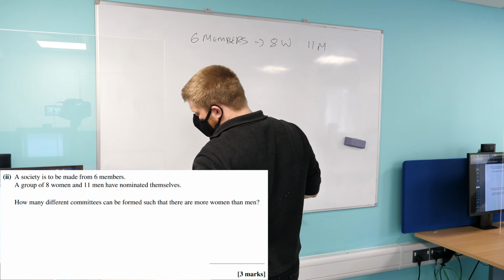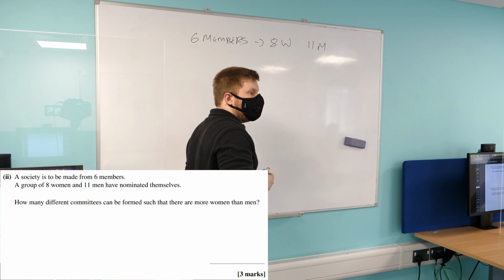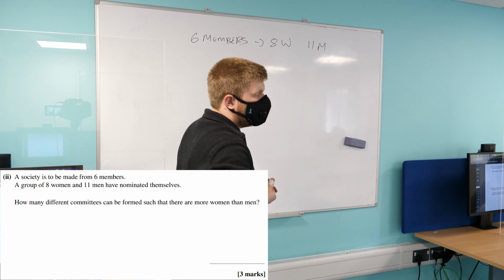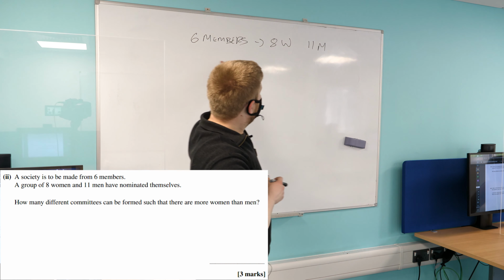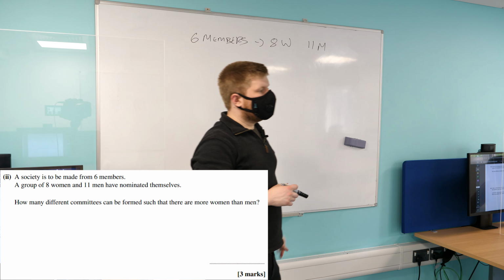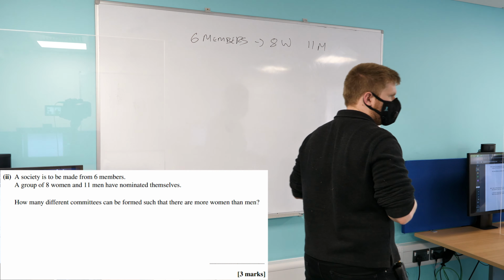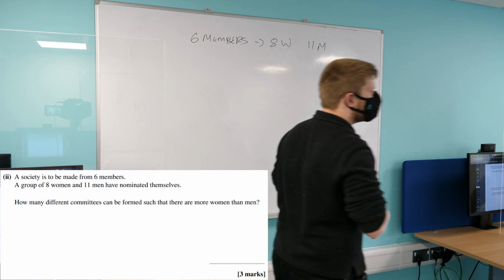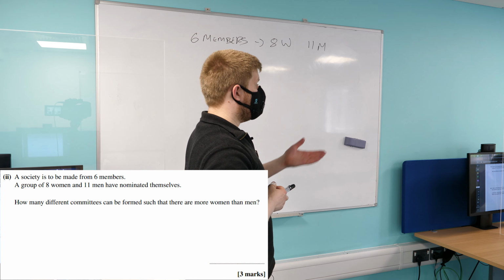How many different committees can be formed? Here's the crucial bit, such that there are more women than men. Any suggestions? So we have to have 6 members in our committee. We have 8 women and 11 men to choose from. How many different ways can we do that such that we have more women than men? We need 1 woman. It can be 4 women, 2 men.